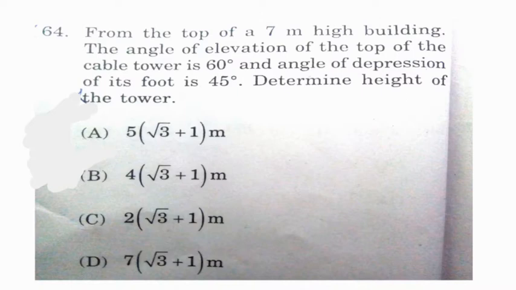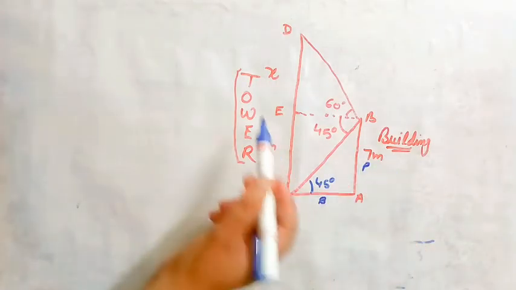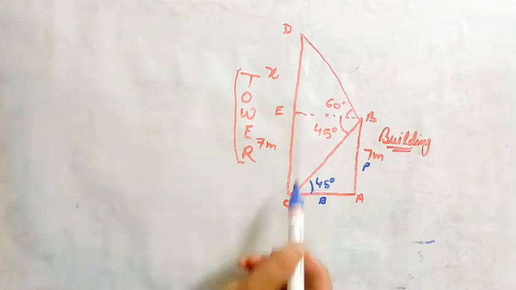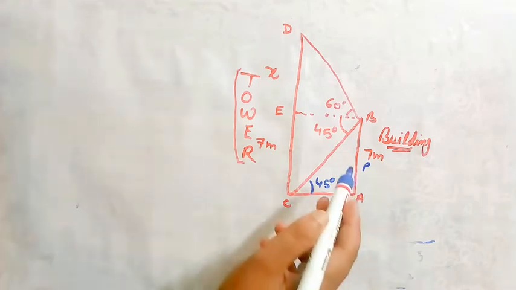From the top of a 7-meter high building, the angle of elevation of the top of the cable tower is 60 degree and angle of depression of its foot is 45 degree. Determine the height of tower. So let AB is the building and CD is the tower. So we have to find out CD. So AB is given 7 centimeters.